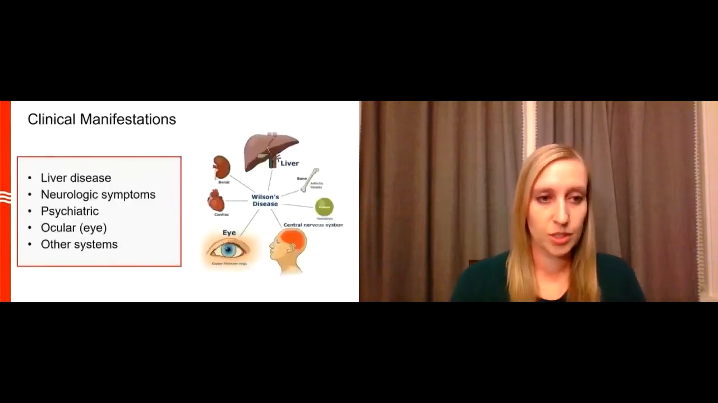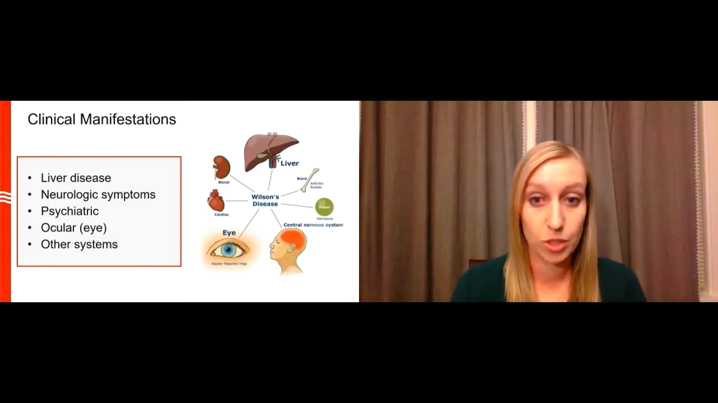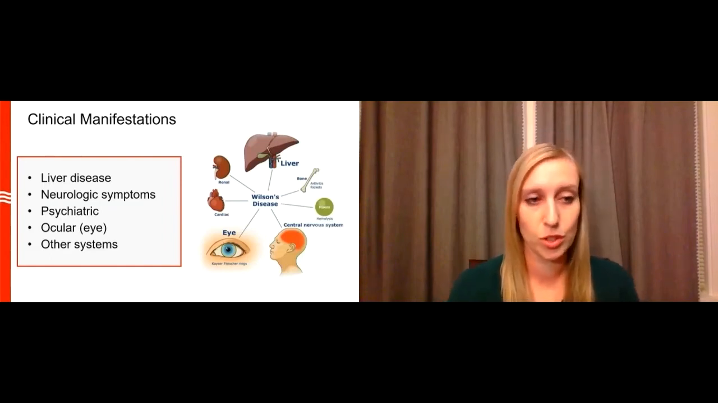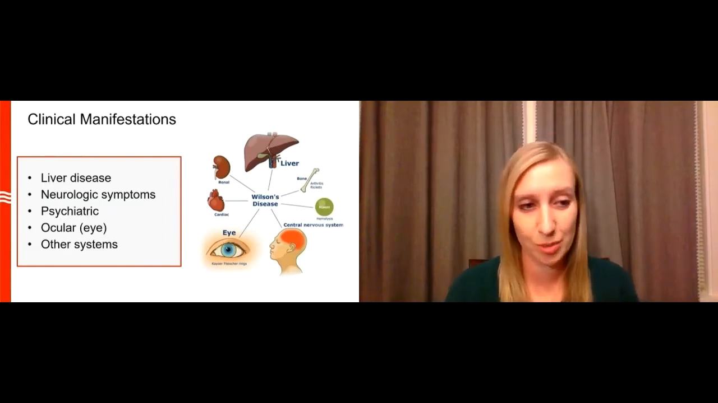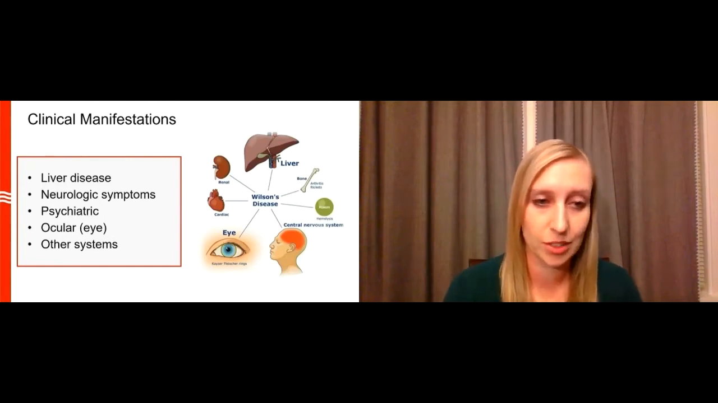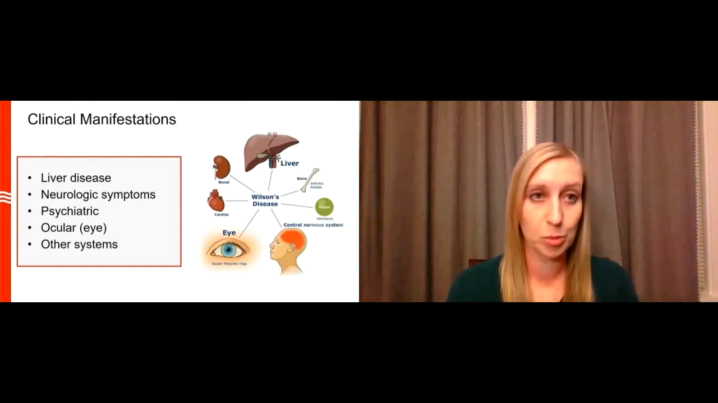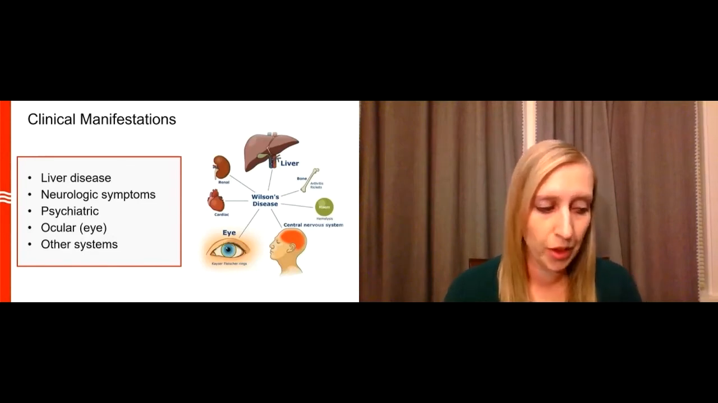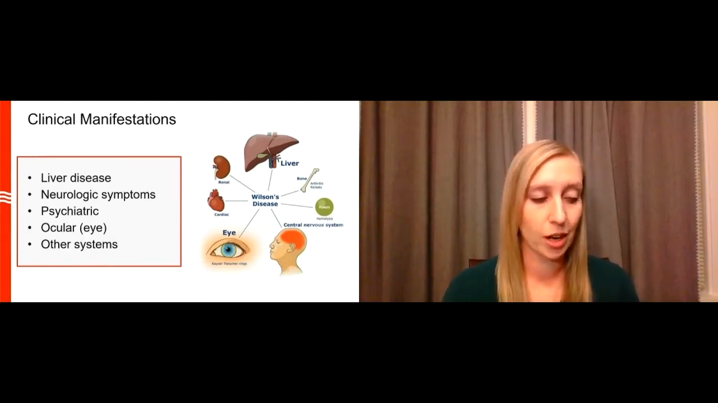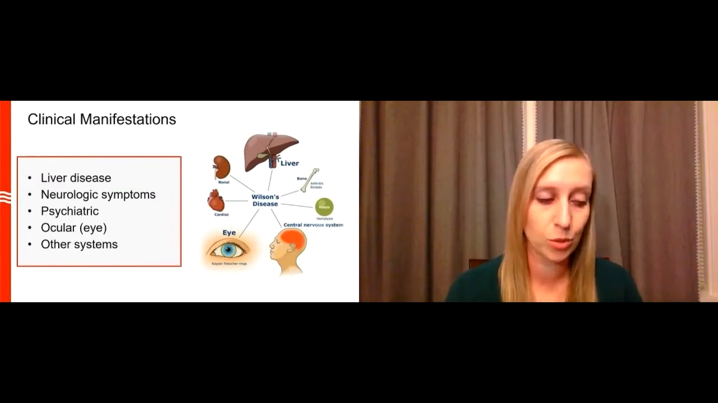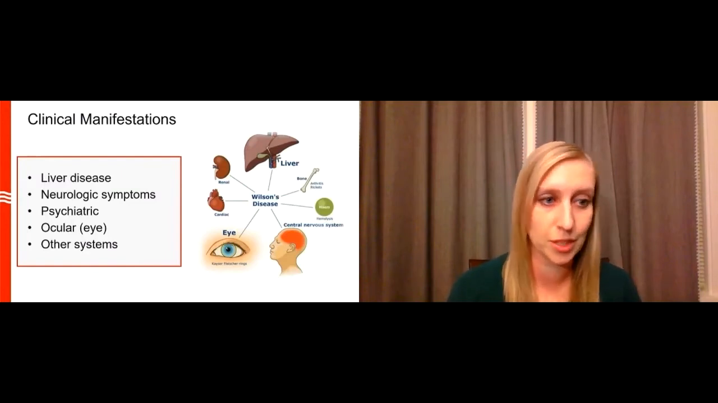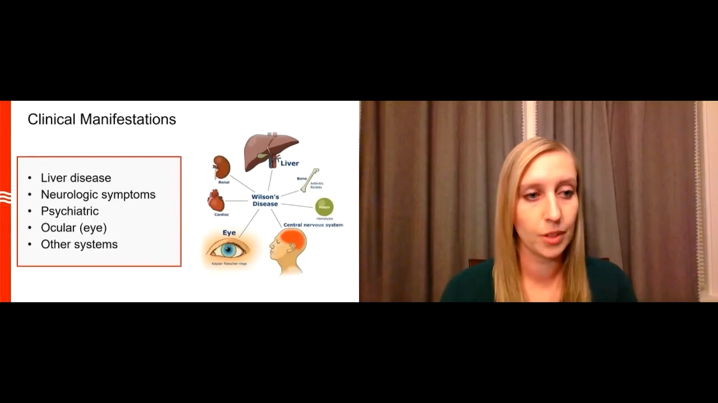So Wilson disease can present with a wide variety of symptoms, which can include liver issues, neurologic symptoms, psychiatric symptoms, ocular findings, as well as other notable but less common signs, which I'll mention in brief a little bit later. Many patients, when they present, have a combination of symptoms already, but those who don't often develop other symptoms as their disease progresses.